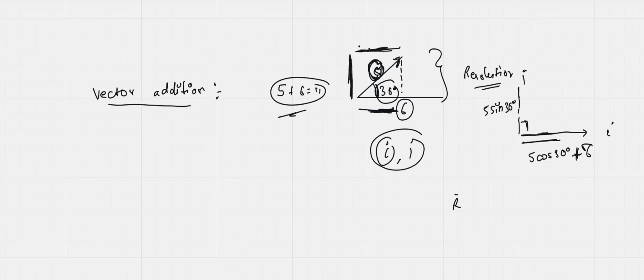The resultant vector comes out as 5 sine 30 degrees times i cap, no, this is for the j cap basically. For the i cap you have 5 cos 30 degrees plus 6. Okay. This is the thing. This is how we are supposed to do the vectors.